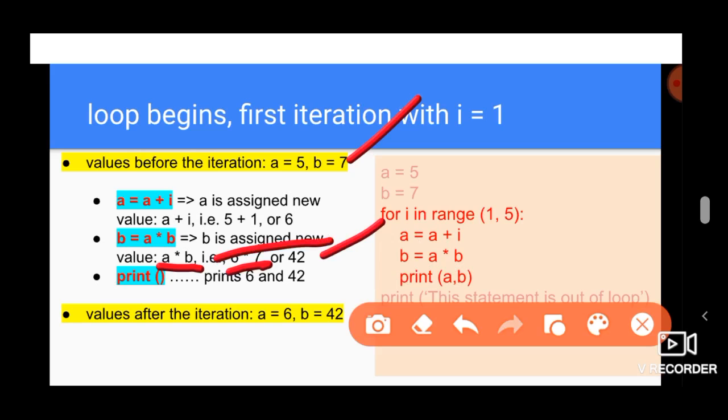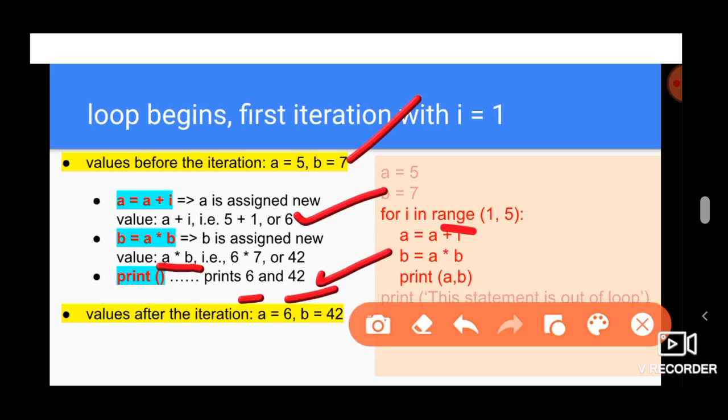After this we have this print statement. What does this print statement do? It simply prints the values of A and B, which are now 6 and 42. The value of A is 6 and the value of B is 42. So this completes one iteration of this for loop. The for loop has executed one time with the value of I being 1. So after this iteration, the value of A is 6 and the value of B is 42.